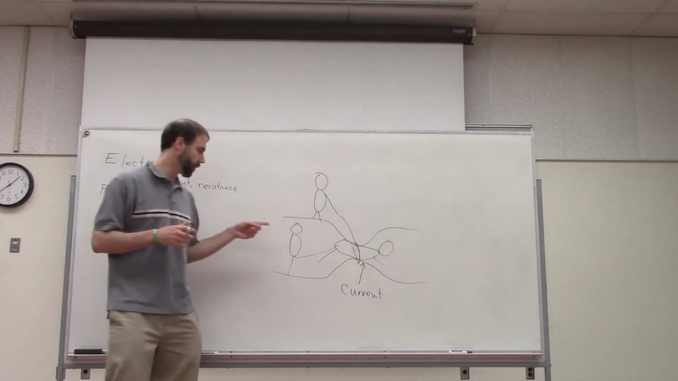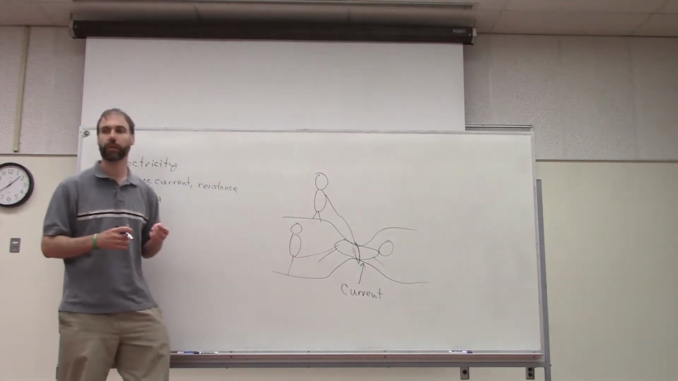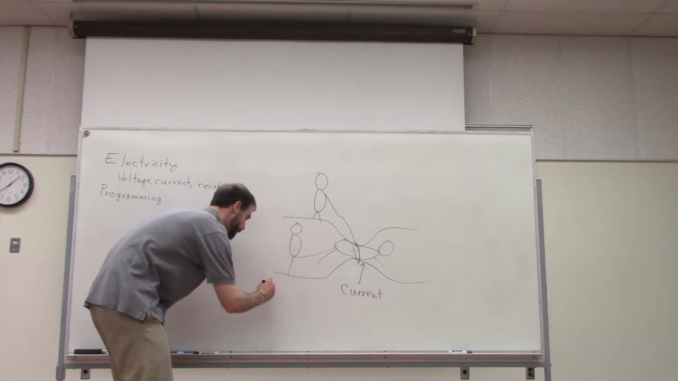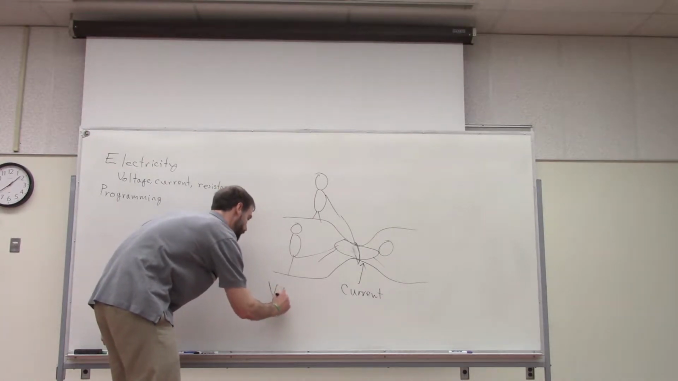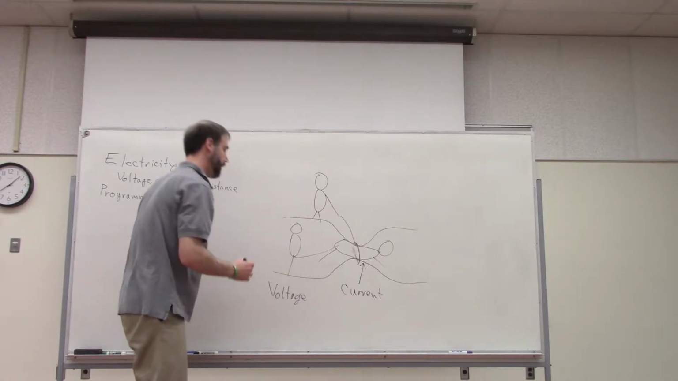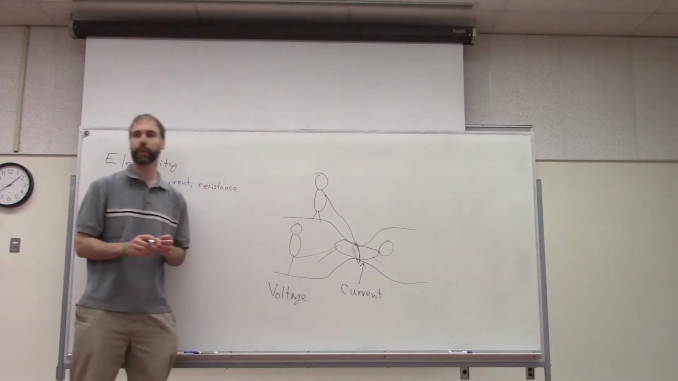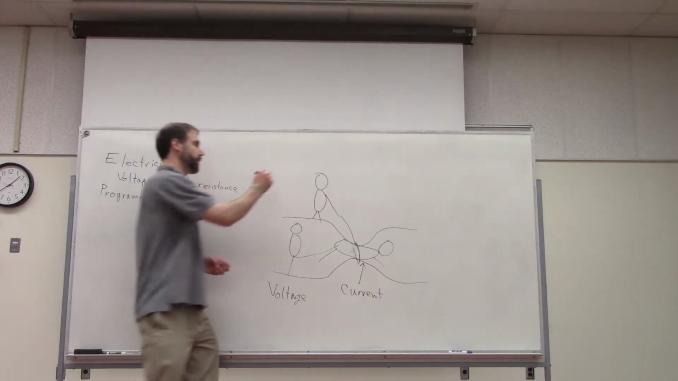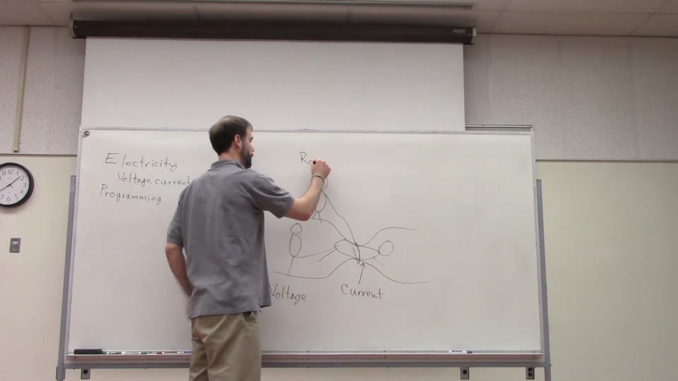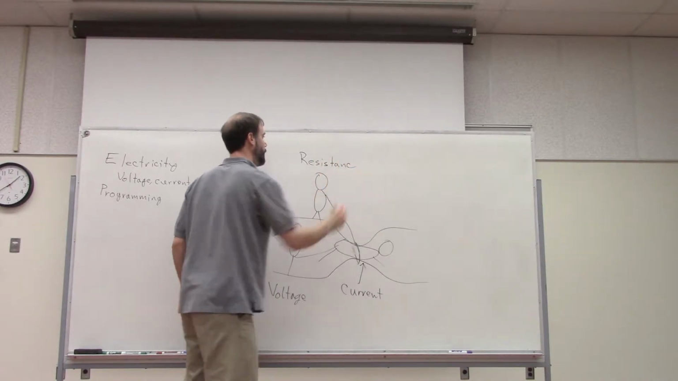So what about this guy over here that was pushing the current along? Voltage, exactly. Voltage was the force that was causing the electricity to move. And then this guy up here that was making it difficult for everything to happen? Resistance. Resistance, exactly. That guy. Yeah, that guy.